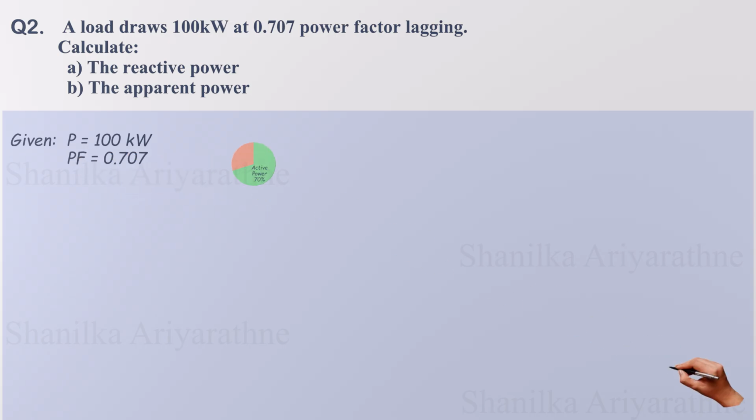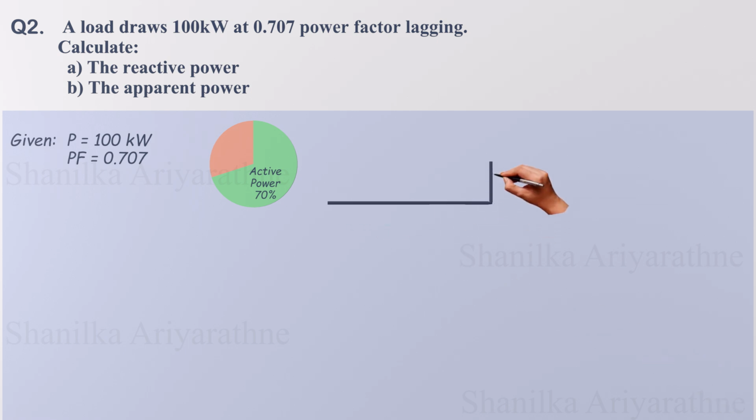Our power factor of 0.707 tells us that approximately 70.7% of the apparent power is being converted into useful work. This relatively low power factor suggests significant reactive power in our system. Let's draw the power triangle.